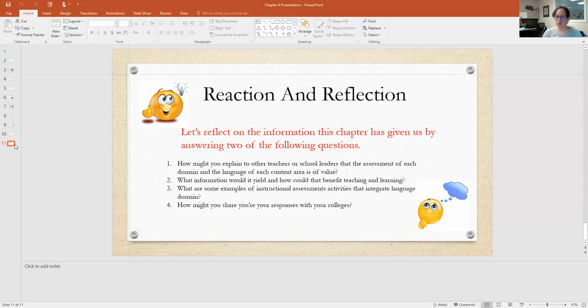So, some reactions and reflections. I will be posting this because out of these 4 questions, I would like for you to answer 2 of them. So, let's reflect on the information that this chapter has given us by answering 2 of the following questions. So, this will be part of the assignment for this chapter.